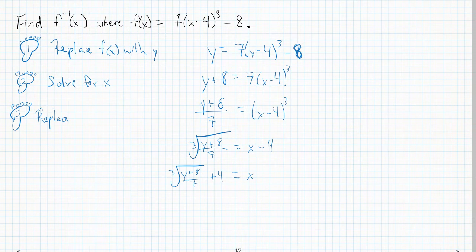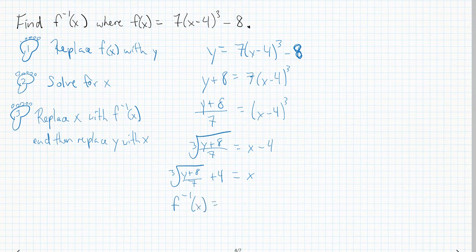You replace x with f inverse of x, or g inverse of x if you're dealing with g of x or whatever the case may be, and then replace y with x. Now I'm just going to write them on different sides, so I'm going to bring the x on over. So we get f inverse of x equals the cube root of, now y is replaced with x, so that's x plus 8 over 7, and then plus 4, and you're done.